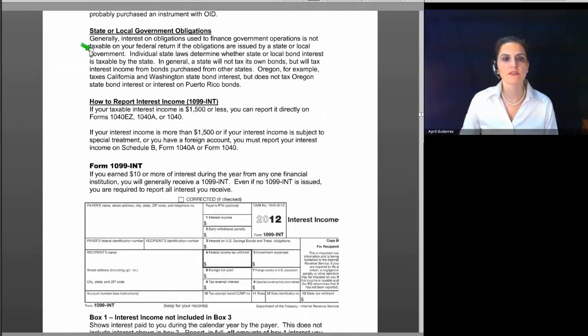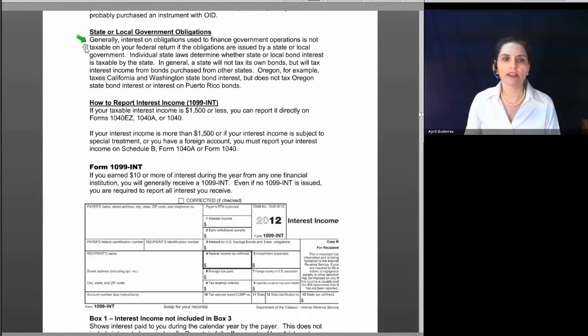State or local government obligations. Generally, interest on obligations used to finance government operations is not taxable on your federal return if the obligations are issued by a state or local government. So let's just say you decide to purchase some California state bonds. Those bonds would be issued by the state of California, and because they were issued by a state, the federal government is not allowed to tax them.